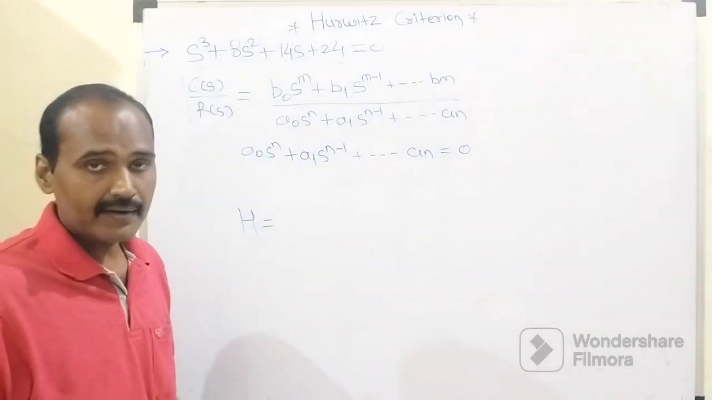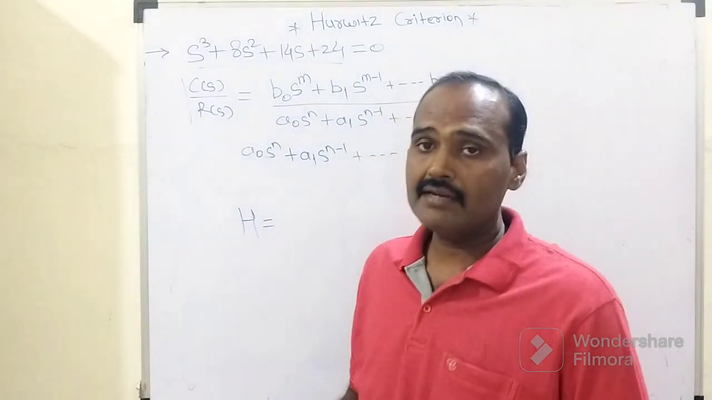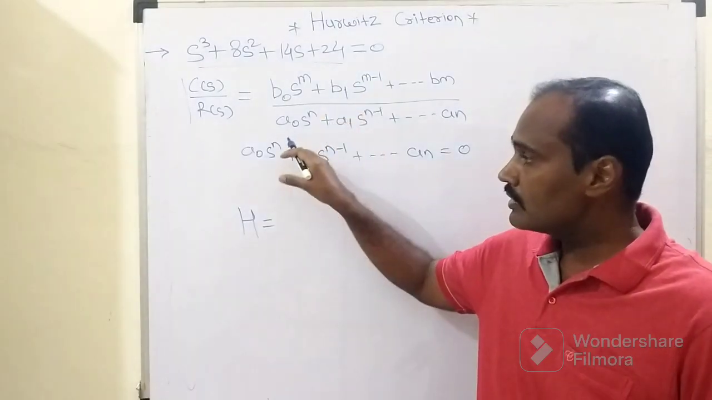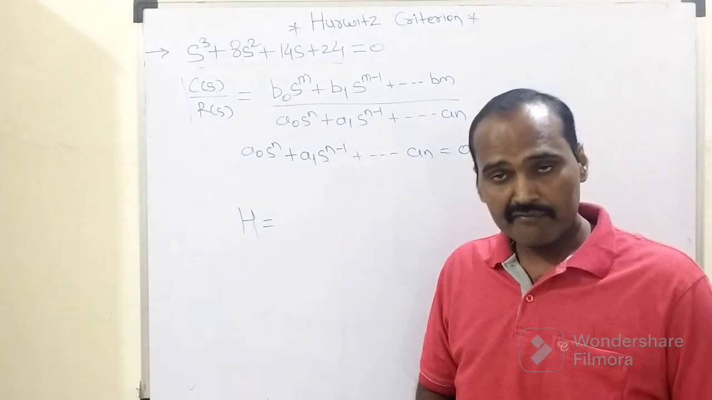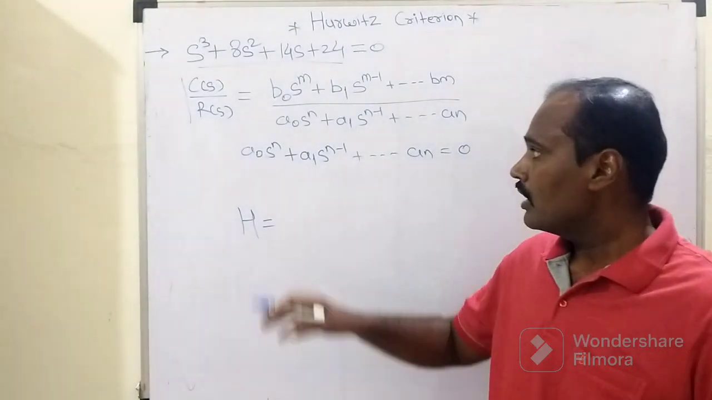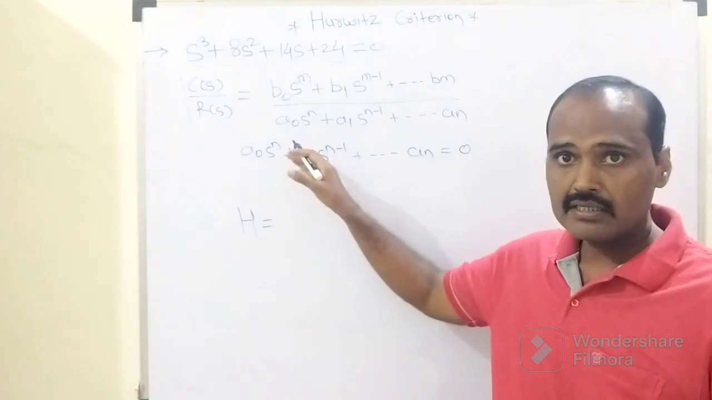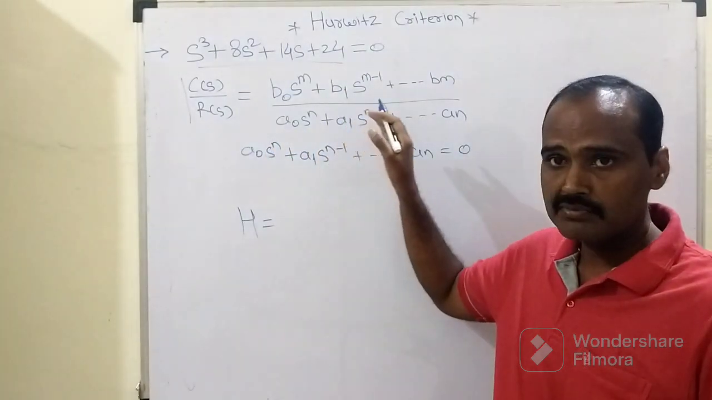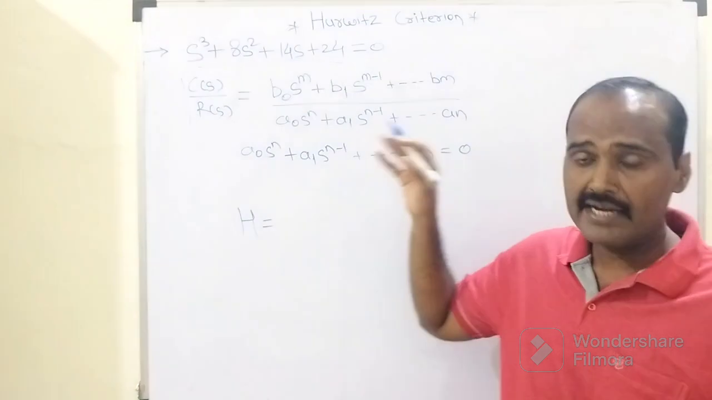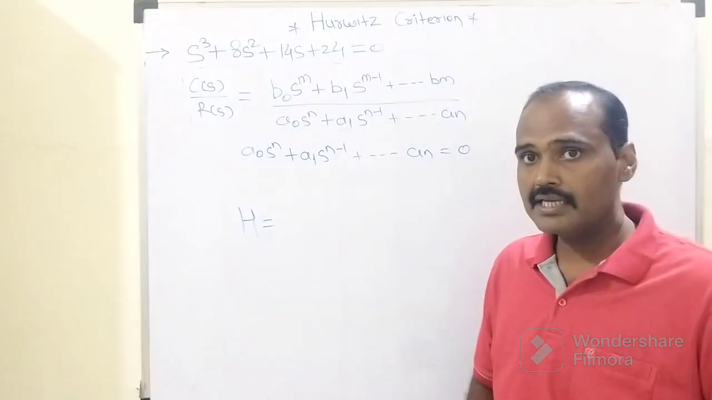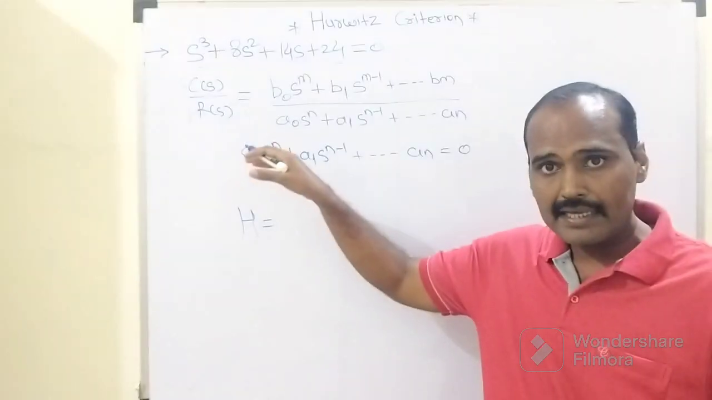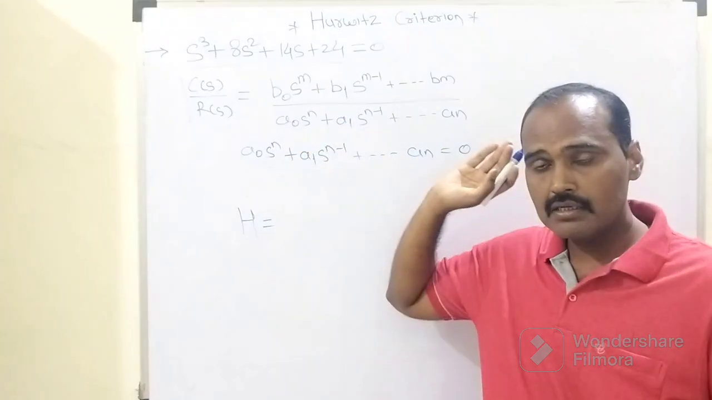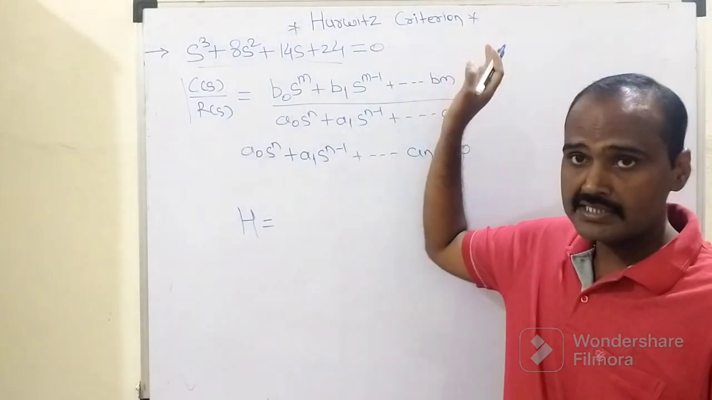Now there are two basic conditions for this characteristic equation, and only then can we mold it in terms of the Hurwitz determinant. The first condition is that all the coefficients of the S terms should be arranged in descending order, starting from s raised to n, s raised to n minus 1, n minus 2, n minus 3, and so on. Then each coefficient should carry either a positive or negative real value. These are the two basic conditions for the characteristic equation in the Hurwitz criteria, right?